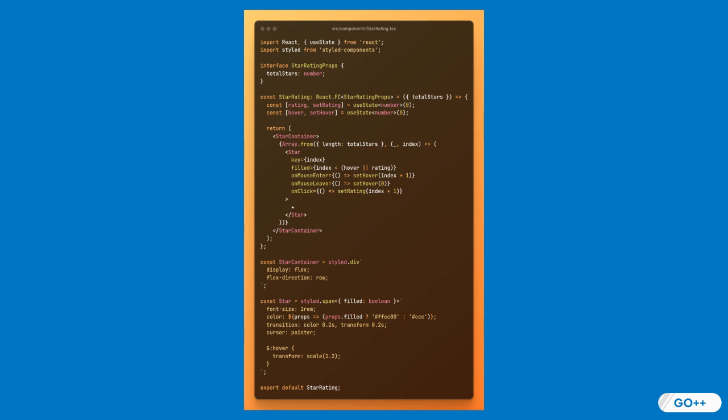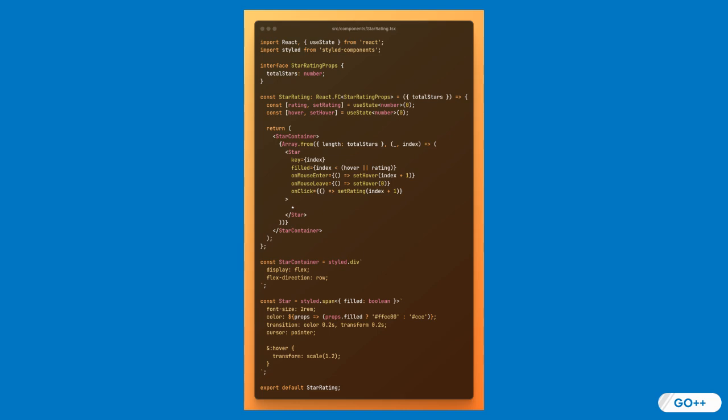We'll focus on the star rating component, which is the core of our star rating system. We'll use React and TypeScript along with styled components for styling. The component will handle user interactions, manage the state, and apply animations for hover and click effects. In the code, we define a functional component StarRating that takes the total stars as a prop. We use the useState hook to manage the rating and hover states.